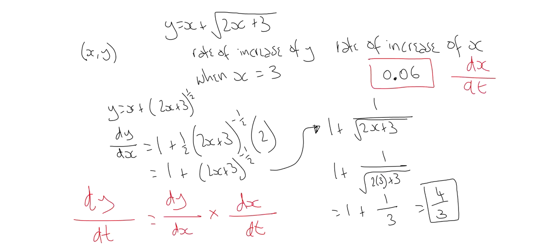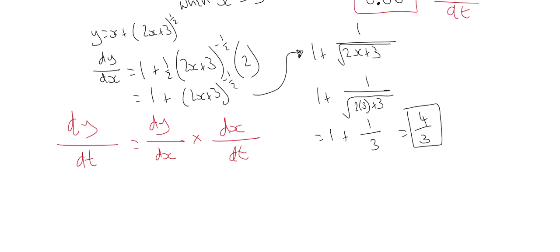They gave us that. What we found was the derivative of y with respect to x. That's what we just found. So what we need to do now is put those things together. So actually the rate of change of y with respect to time is 4/3, which is what we just found, times the rate of change of x.